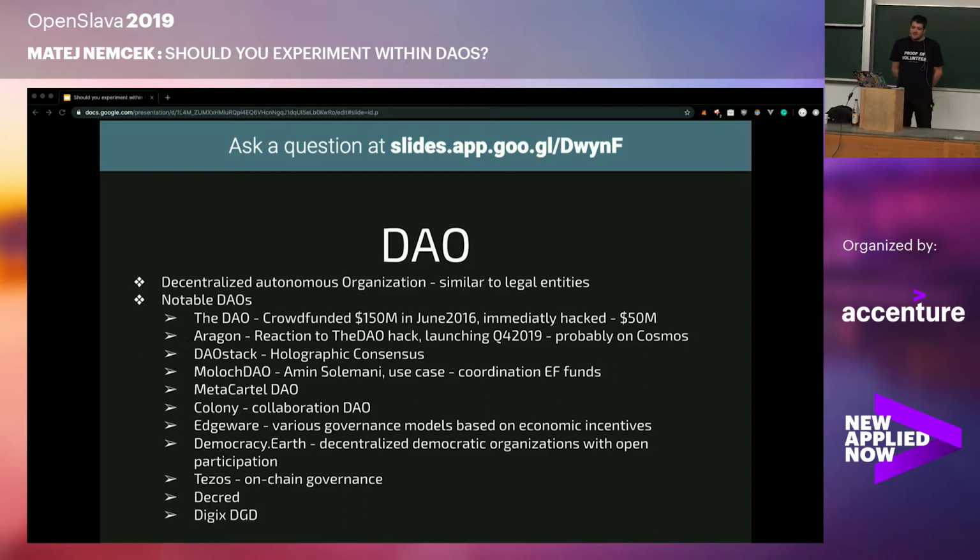Then there were the guys from Aragon, who raised 60 million to build an alternative on Ethereum, and recently they are moving to Cosmos. Then you have DAOstack, who raised double. Maybe you have heard about Moloch DAO, actually being used as a coordination DAO for the EF grants. And there you have Meta Cartel, which is a fork of Moloch DAO.